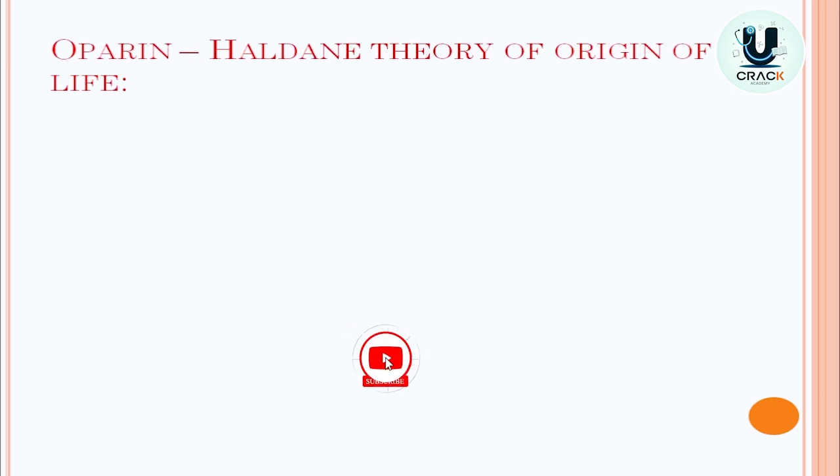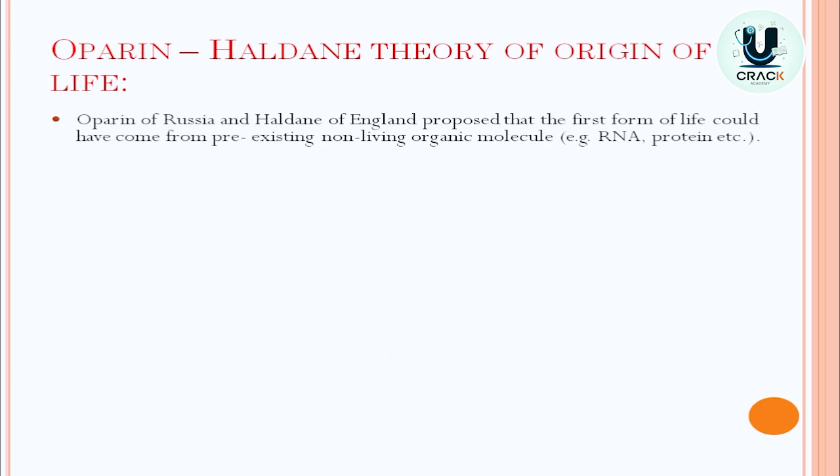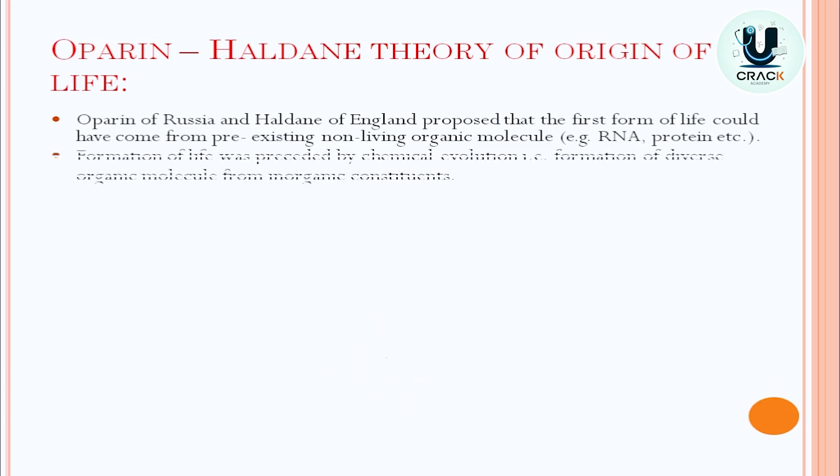Oparin-Haldane theory of origin of life. Oparin of Russia and Haldane of England proposed that the first form of life was preceded by pre-existing non-living organic molecules, like RNA, protein, etc. Formation of life was preceded by chemical evolution, that is, formation of diverse organic molecules from inorganic constituents. Urey and Miller experiment.